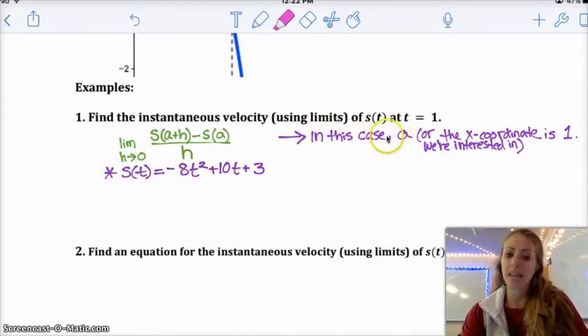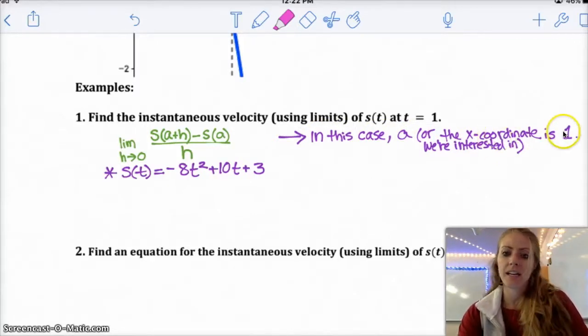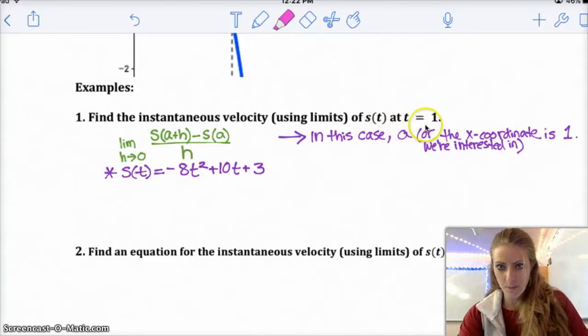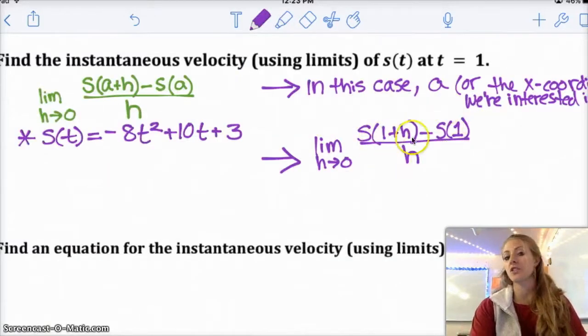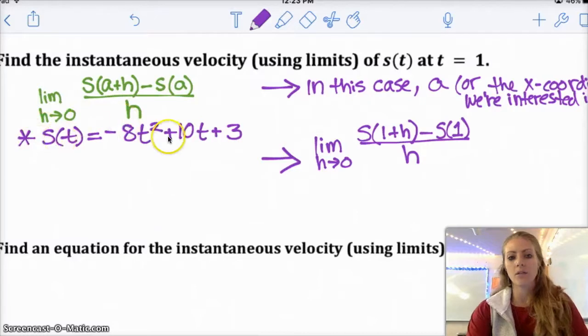All right, so here's our function s of t. And in this case, a, or the x-coordinate that we're actually interested in finding the instantaneous velocity at, is 1, given in the problem. So we are going to plug 1 in for a in this limit first. So this is still just general form, right? I'm plugging 1 in for my a value. And so what I'm going to need to do is use the function that we actually have. So in this case, s of t is this function.